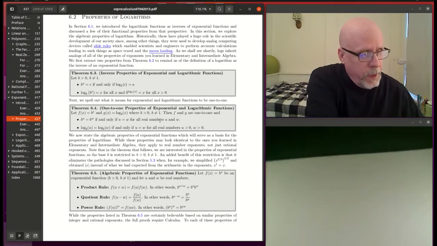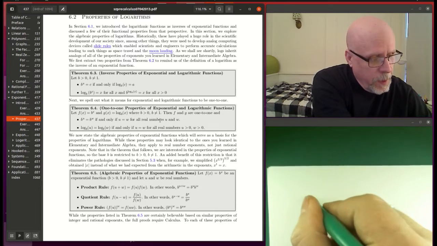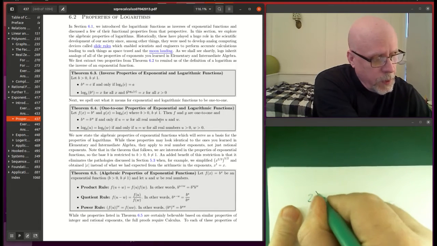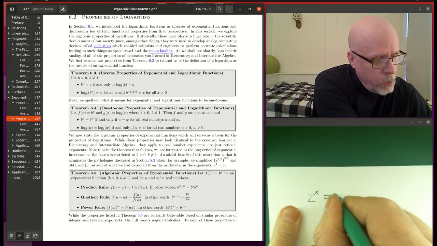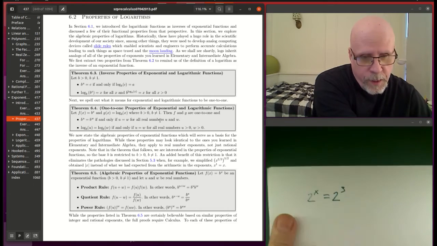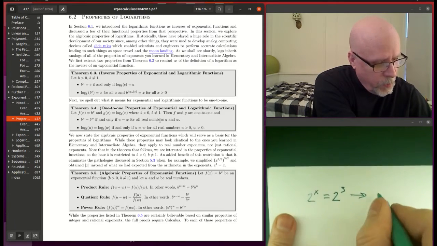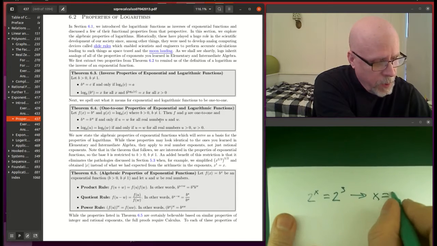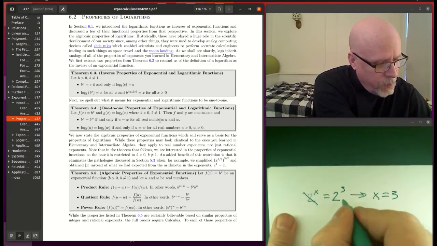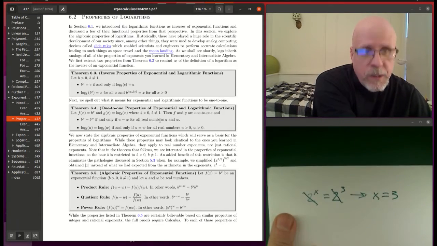If I have something like 2 to the x power is equal to 2 to the third power, well, that leads me right to saying that the x has got to be equal to 3. That is, you can think of it as you just get rid of the 2's, the bases of these exponentials.